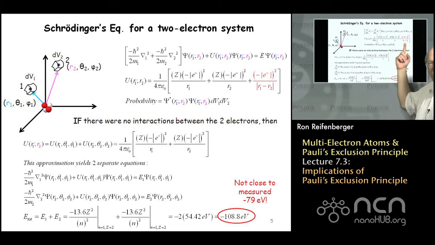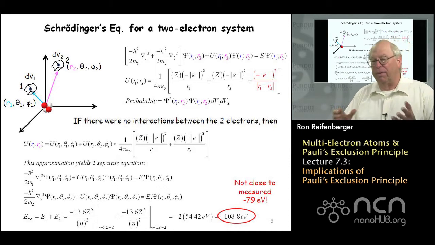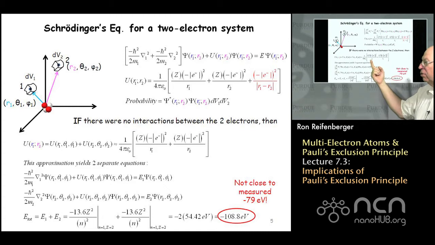When you include this repulsive interaction, you cannot solve Schrödinger's equation anymore, right? It's very difficult to find an analytical solution. So what do you do? Well, you make an approximation. And the simplest approximation is to say, let's pretend there's no repulsive interaction between the two electrons. If there's no repulsive interaction between the two electrons, then this term goes to 0. The interaction potential energy then just becomes the sum of the two attractive terms in this total potential energy.